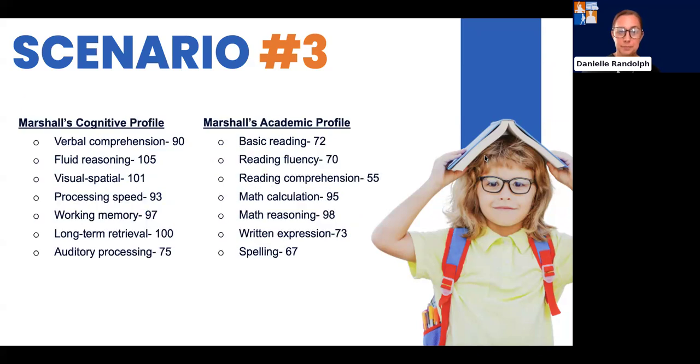Next slide. So this is his profile. All in all, he has strong cognitive skills, except for that auditory processing. But academically, we can see that all of his reading skills are below average, or honestly well below average. Written expression and spelling also correlate with that auditory processing. And so, looking at his profile, we can see that he is probably struggling pretty significantly in class with the skills that we're seeing, presented with the academic profile.